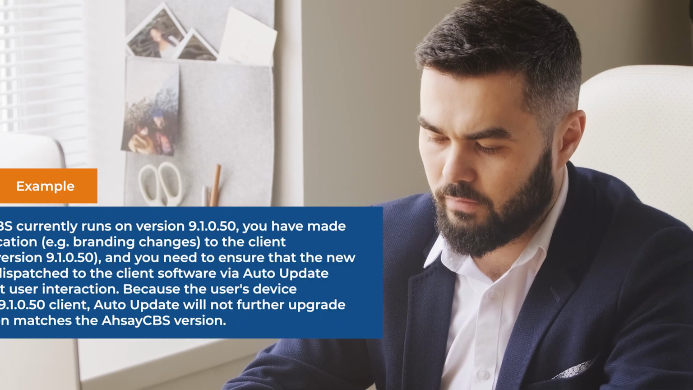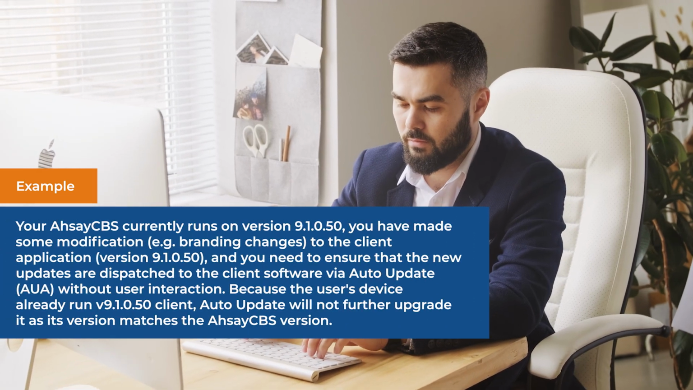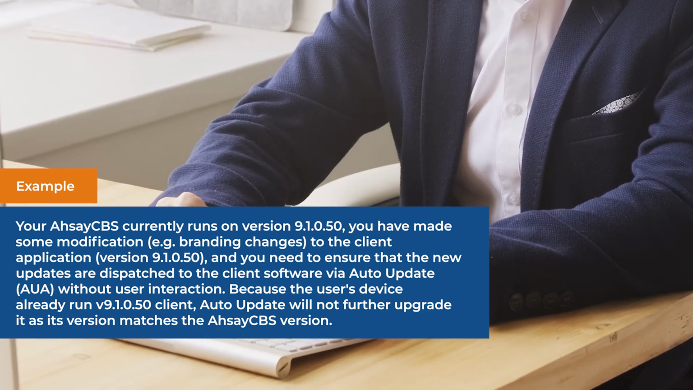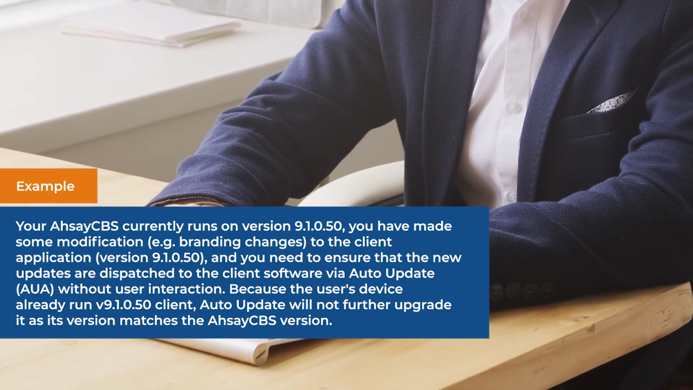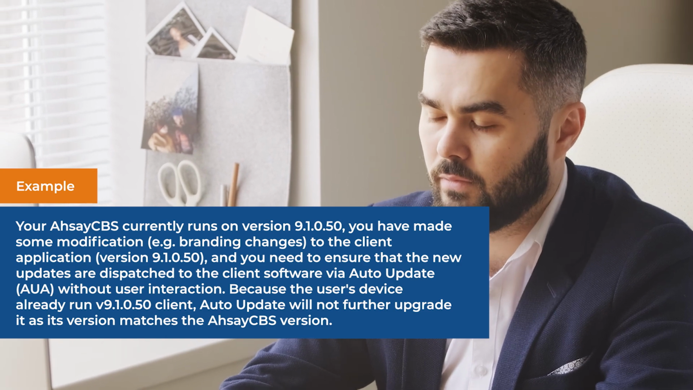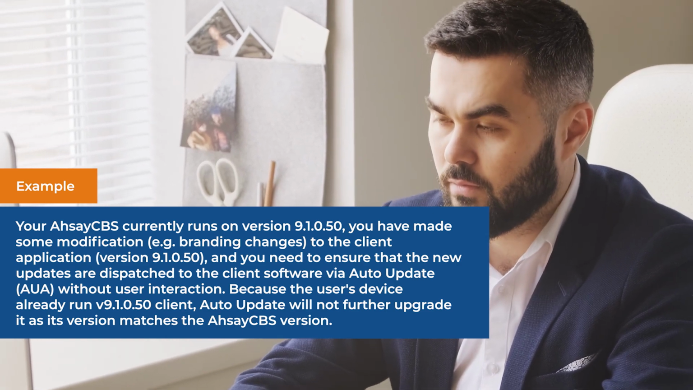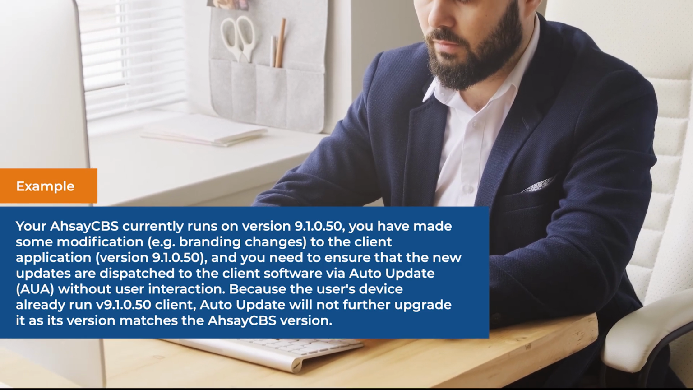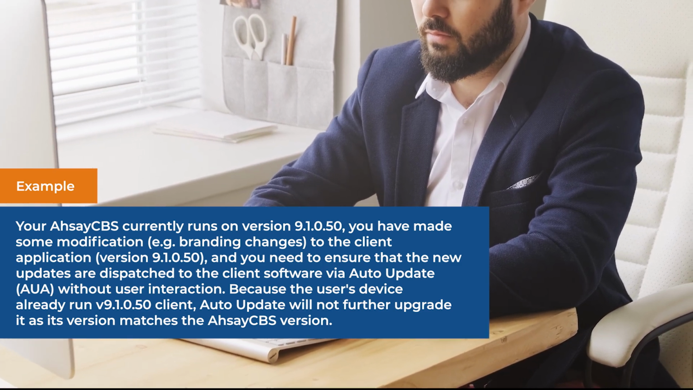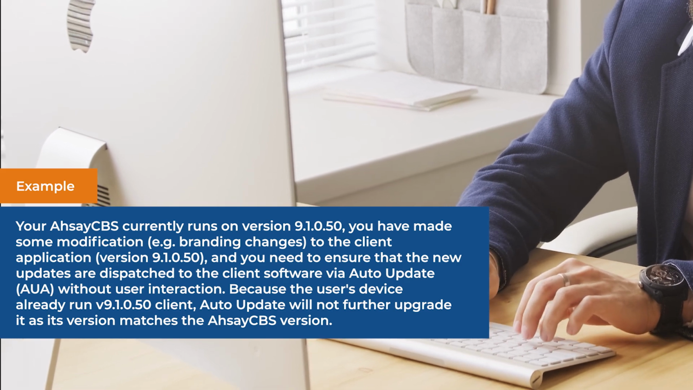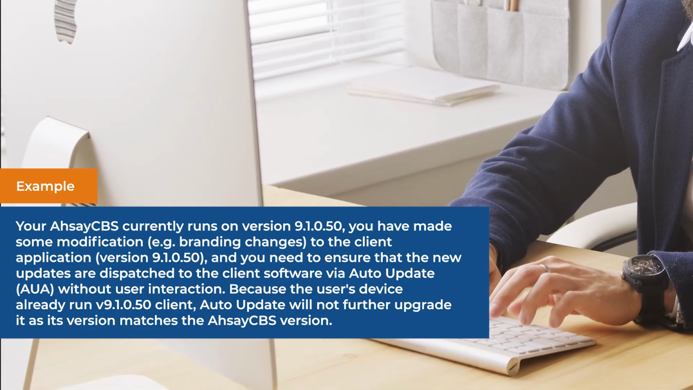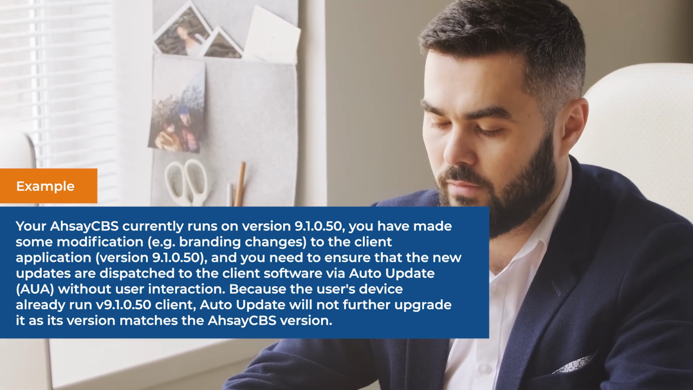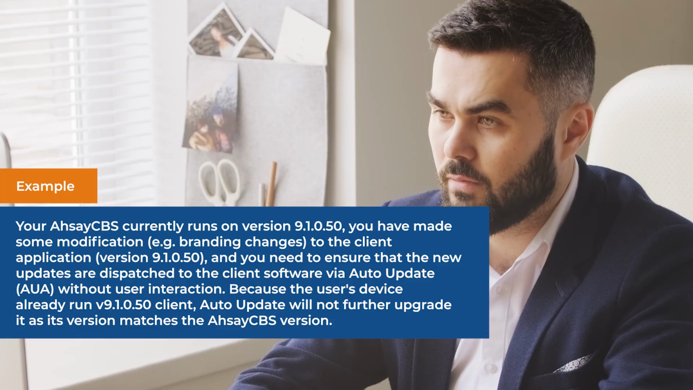For example, your AhsayCBS currently runs on version 9.1.0.50. You have made some modifications, like branding changes, to the client application version 9.1.0.50, and you need to ensure that the new updates are dispatched to the client software via auto-update without user interaction. Because the user's device already runs on version 9.1.0.50 client, auto-update will not further upgrade it as its version matches the AhsayCBS version.